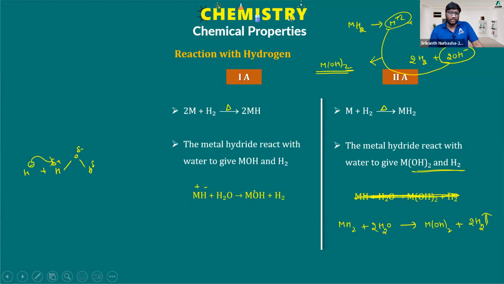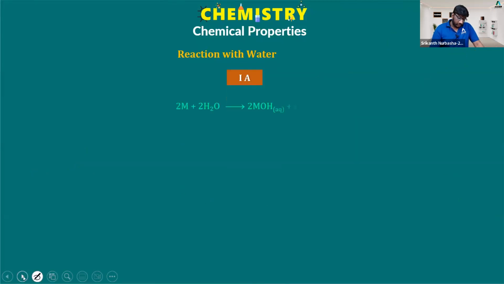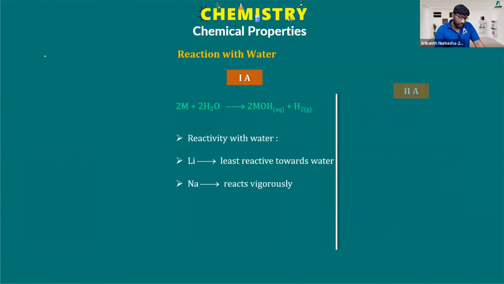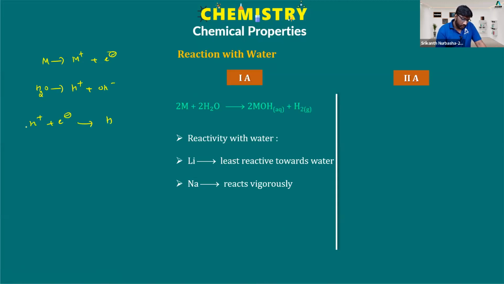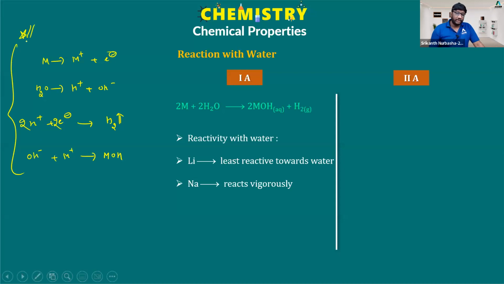A similar type of reaction is seen with the metals reacting with water also. When a metal reacts with water, the metal forms M plus and an electron is lost. H2O has H plus and OH minus ions. H plus will take up an electron to form a hydrogen atom. 2H plus will take up 2 electrons to form H2 gas. And OH minus will react with M plus to form MOH. This is how the reaction happens with 1A.